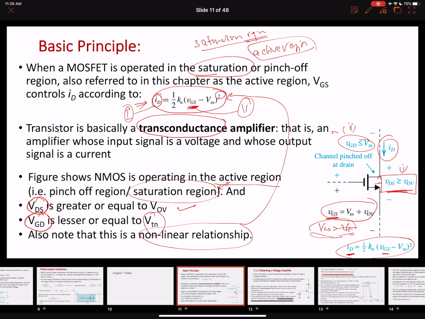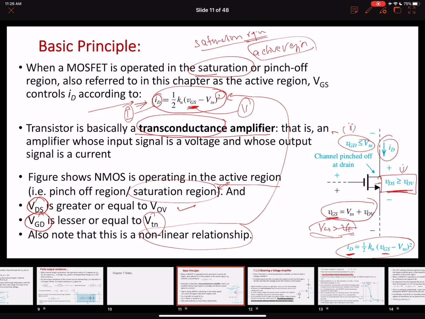Okay, so let's start with how we can build a voltage amplifier. We just said that it's a transconductance amplifier in which our output is a drain current. So how can we build a voltage amplifier out of this relationship? If you look at the drain current equation, we are changing the gate to source voltage. You can consider that as an input voltage to an amplifier, right? So we are changing the input voltage to an amplifier, and our drain current is changing.